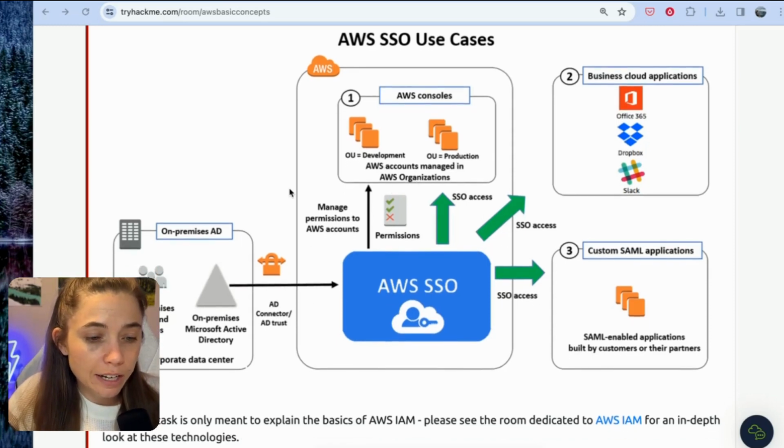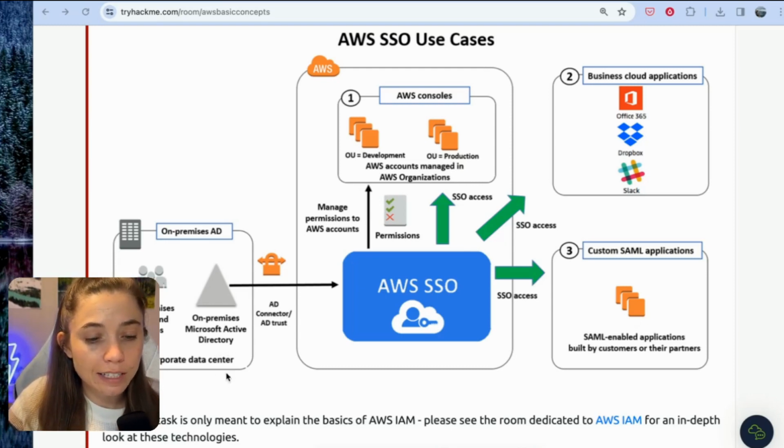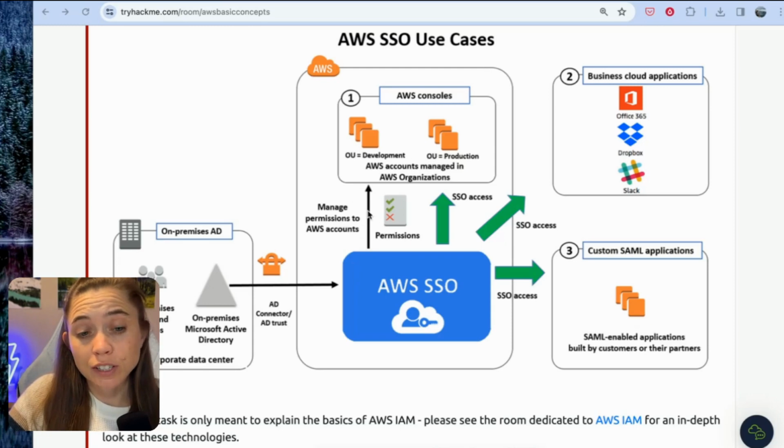So you can see here the example is an on premise Microsoft Active Directory where some sort of enterprise has on premise users and groups that they're already using Microsoft Active Directory to manage in their data center. And they're using something called the Active Directory connector to then use those users and groups in their AWS Identity Center setup as well. And they're going to use those users and groups to manage permissions to the different AWS accounts in their AWS organization. So, permission management is one piece of it.